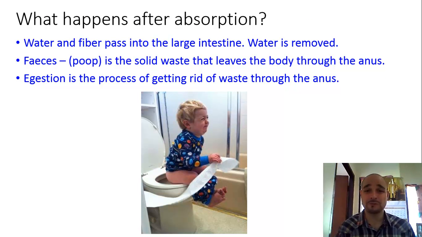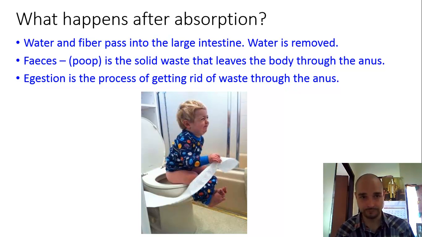So what happens after absorption? Oh, look at that boy. He's definitely trying to get the poop out. Feces. Okay. The word in your book for poop is feces, and it has a weird spelling, okay? F-A-E-C-E-S.